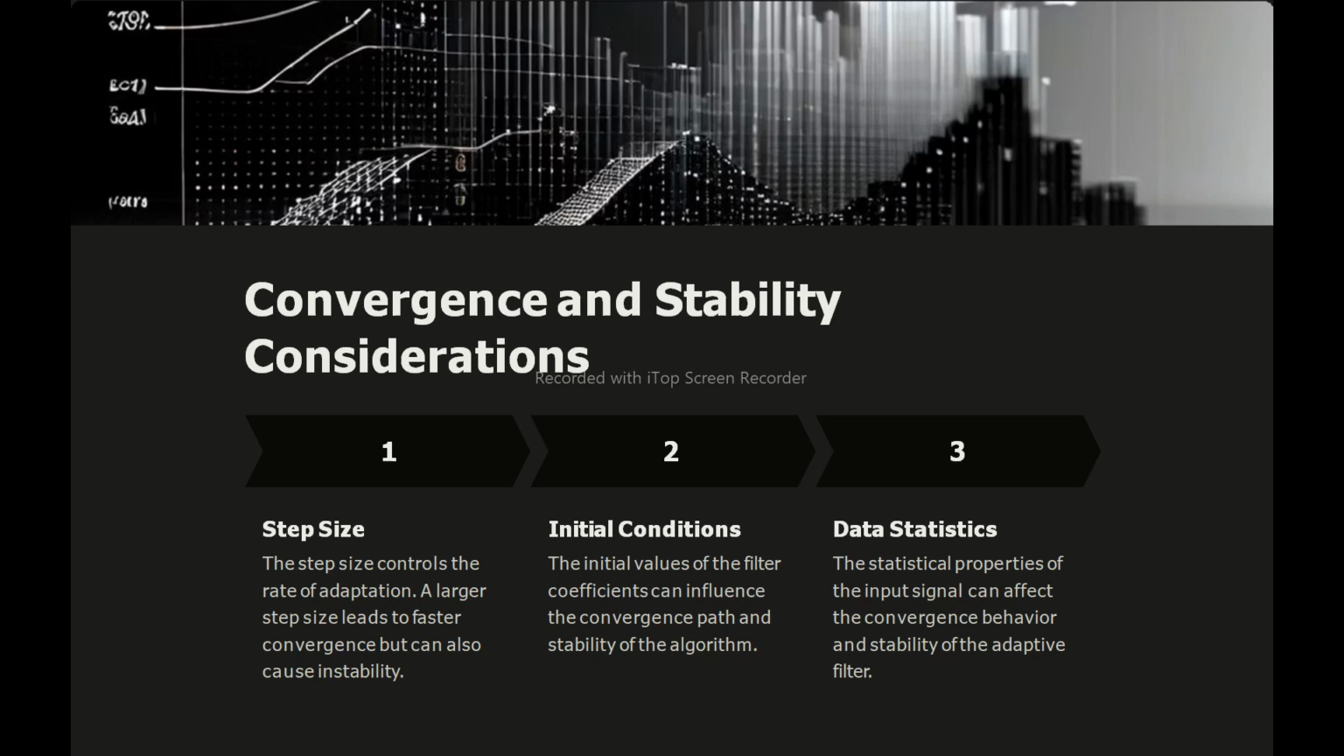Next is initial condition. The initial values of the filter coefficients can influence the convergence path and stability of the algorithm. That is, the conditions we have before can affect the convergence path and stability of the algorithm. Now the data statistics: the statistical properties of the input signal can affect the convergence behavior and stability of the adaptive filter.